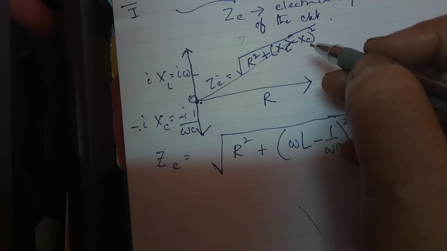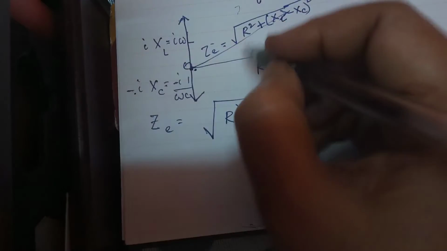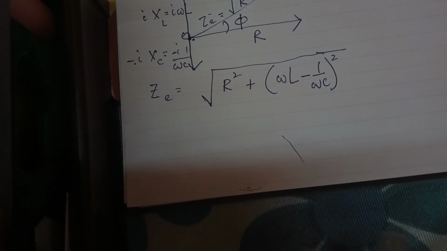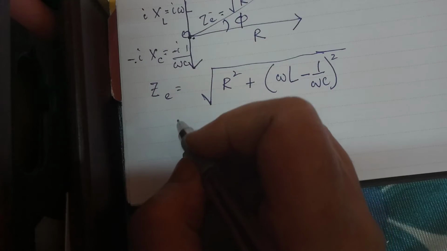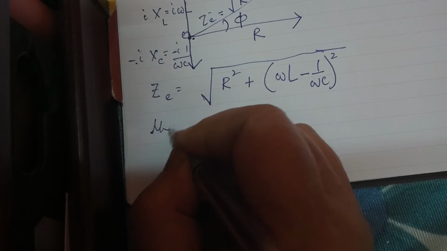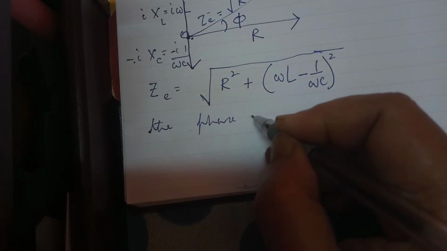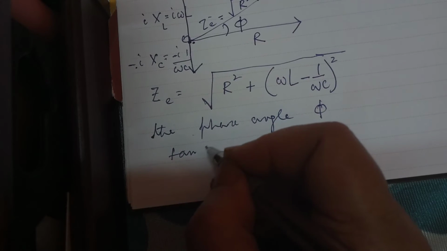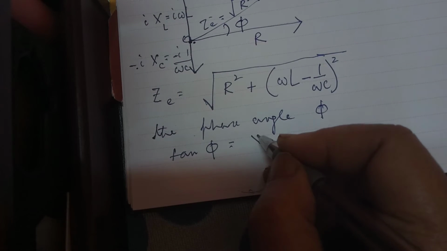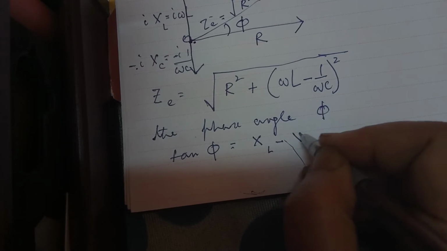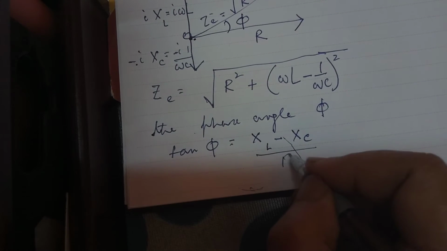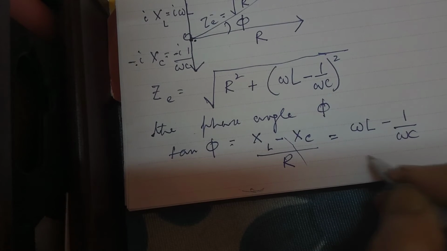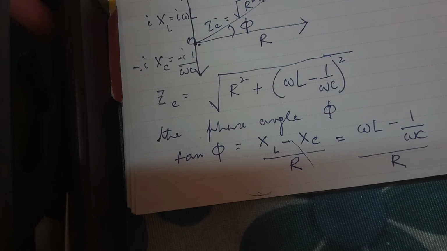So from here you can obtain tan phi. The phase angle phi, which you came across very often in your electronics classes, is given by tan phi equal to X_L minus X_C by R. That is equal to omega L minus 1 by omega C divided by R.